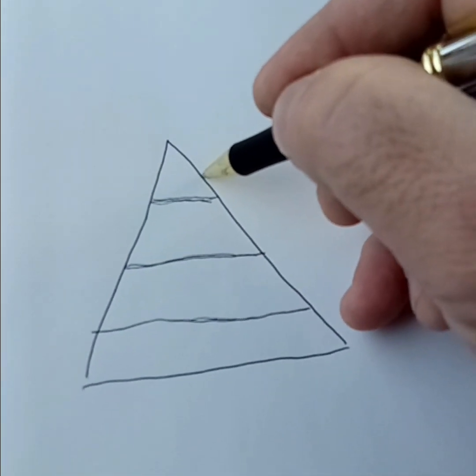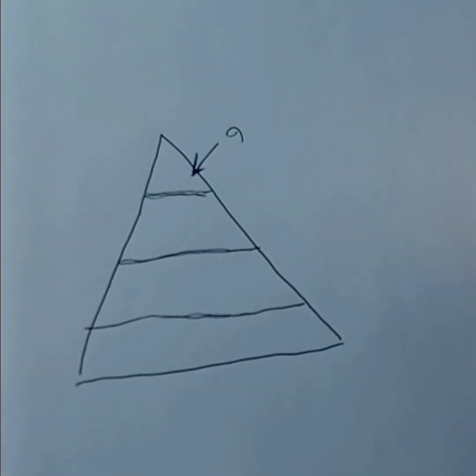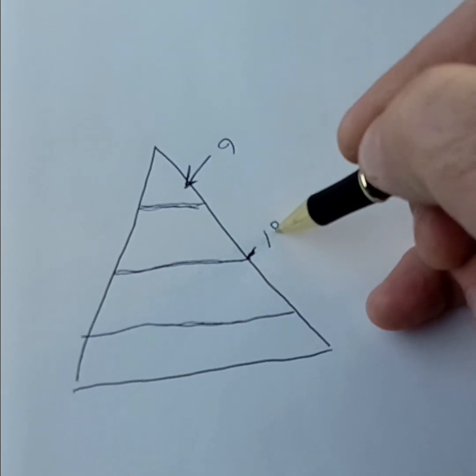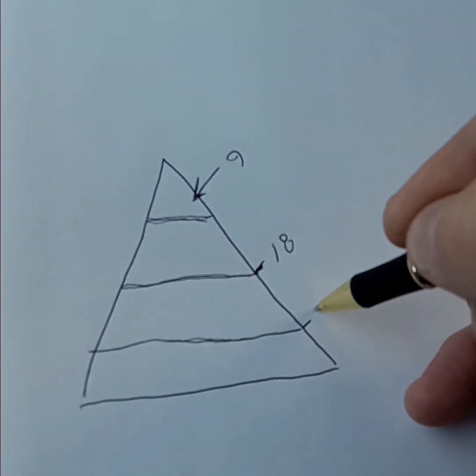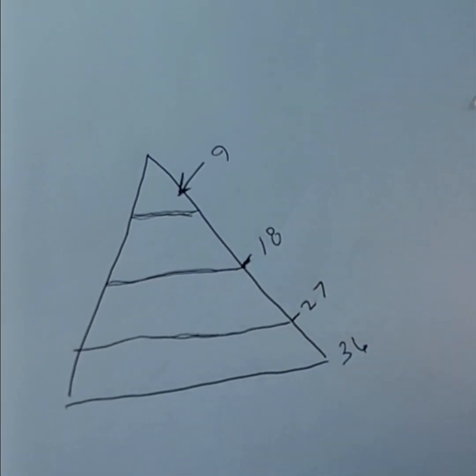So this top would be the top 9. This line would be the midpoint. That'd be another 9, so it would be 18. Next would be 27 and 36.